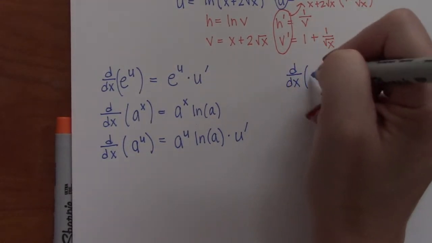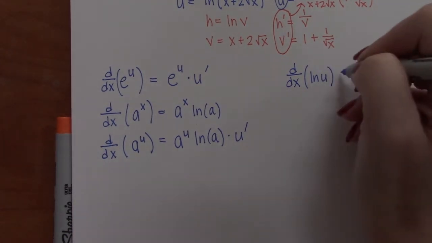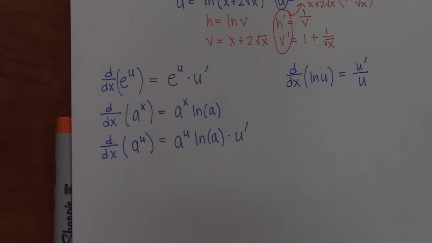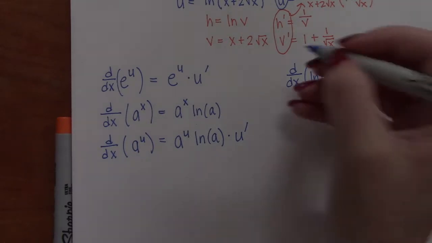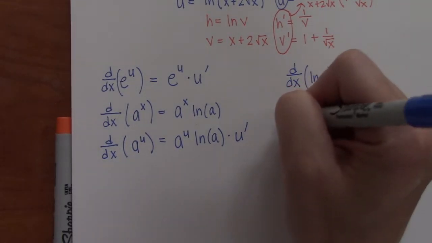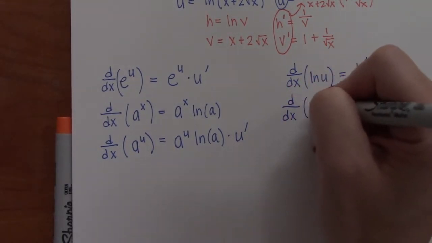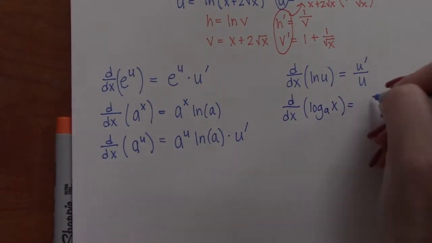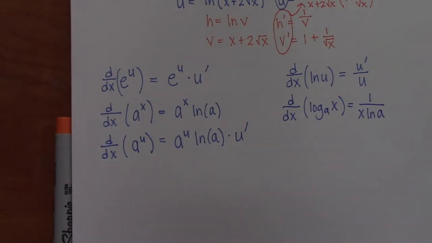For logs, if we have natural log, it ends up just being u prime over u, because it's 1 over u and then times the derivative of the inside, so we get u prime over u. If you want to take the derivative of log base a of x, it's 1 over x natural log of a. We actually derived those in class.